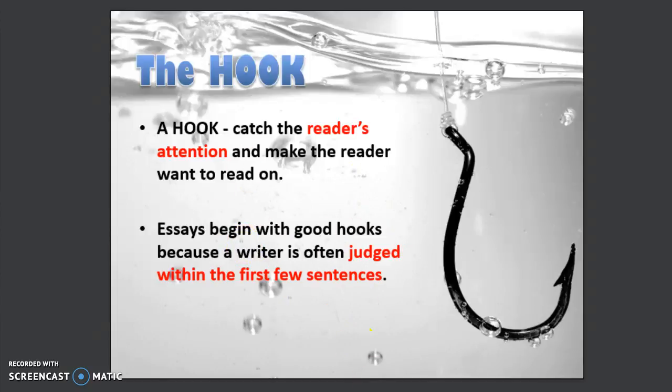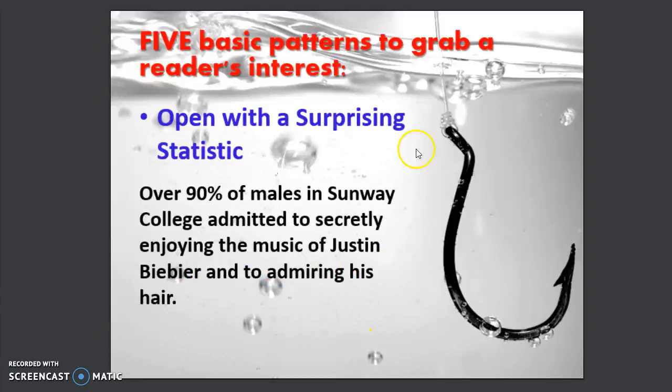Typically there are 5 hooks. The first one here is a surprising statistic hook. You start off with a very surprising statistic. For example, over 90% of males in Sunway College admitted to secretly enjoying the music of Justin Bieber and to admiring his hair. So for a surprising statistic, you will be putting in a figure, numbers, a percentage.